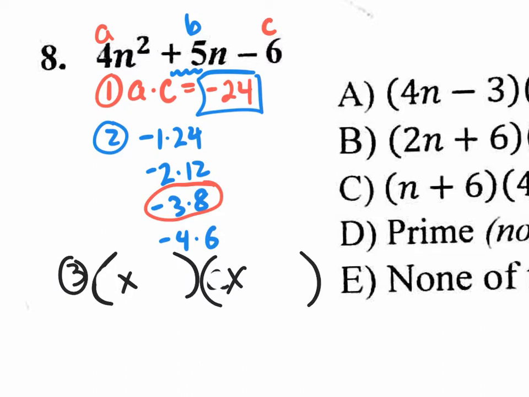Don't write the a, because we are actually going to write the a value. Let me erase that a. What is the a value on this quadratic trinomial? It's right here. What is it? It's 4. So instead of ax, I'm actually going to write 4x and 4x.